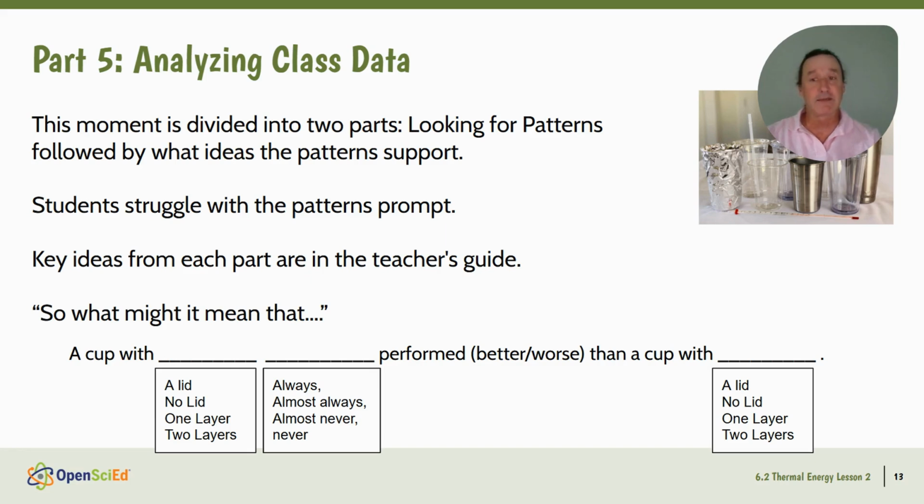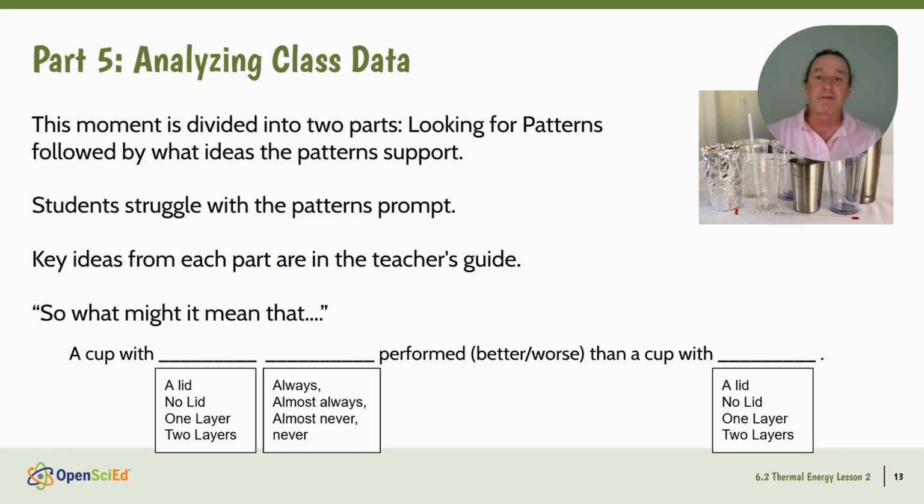And so I actually find it's really important to give them some guidance, some sentence frames to work with in the beginning here, like a cup with, and they choose a feature, a lid, always, almost always, never, almost never, perform better than a cup without a lid, so that they have something that they can use to start with, and they can find some of those patterns without struggling with what the word pattern means. There are key ideas from each part in the teacher's guide. And again, you don't have to get word for word. The language your kids come up with in this is totally fine.